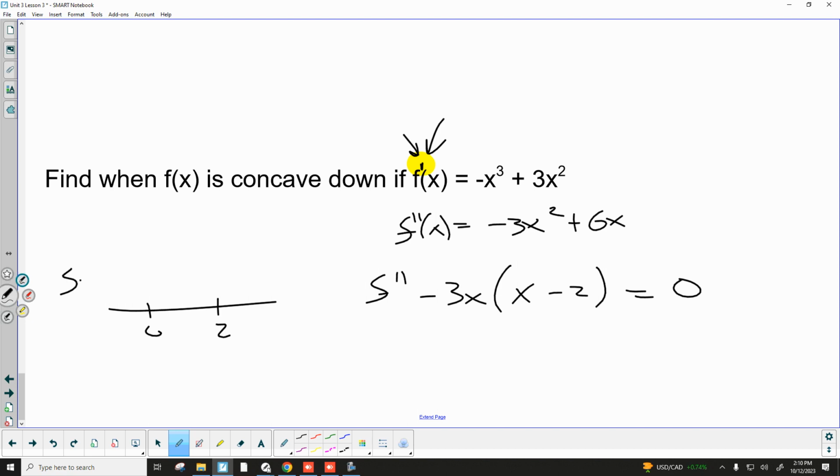When are we concave down is x is less than 0 and x is greater than 2. Yep, that's what I just said.